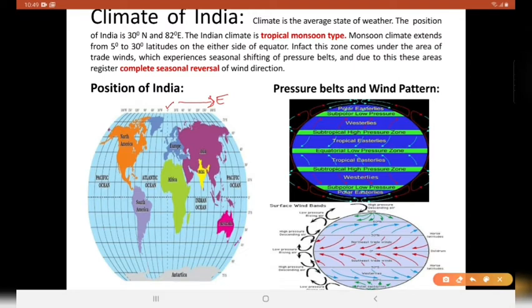The Indian climate is tropical monsoon type. Monsoon climate extends from 5 degrees to 30 degrees latitude on either side of the equator. You can see this is the equator and this is 5 degrees latitude, and it extends from here up to 30 degrees latitude in the northern hemisphere, and from here up to 30 degrees latitude in the southern hemisphere. So this is the area where monsoon climate extends.